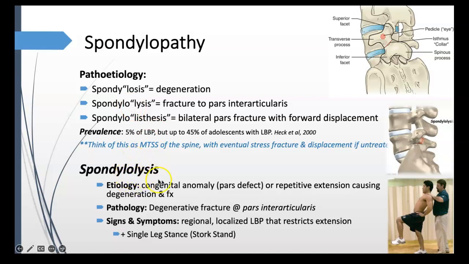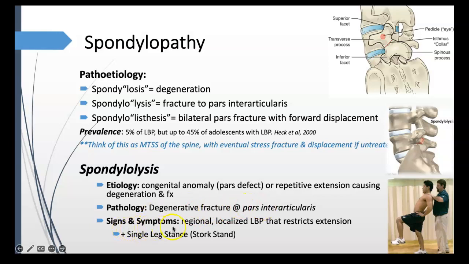So spondylolysis is a congenital anomaly, typically to the pars interarticularis. So you can be born that way, but most often it's repetitive extension, which causes a degeneration and then a fracturing right here in that kind of laminal area. The pathology is a degenerative fracture at the pars interarticularis.